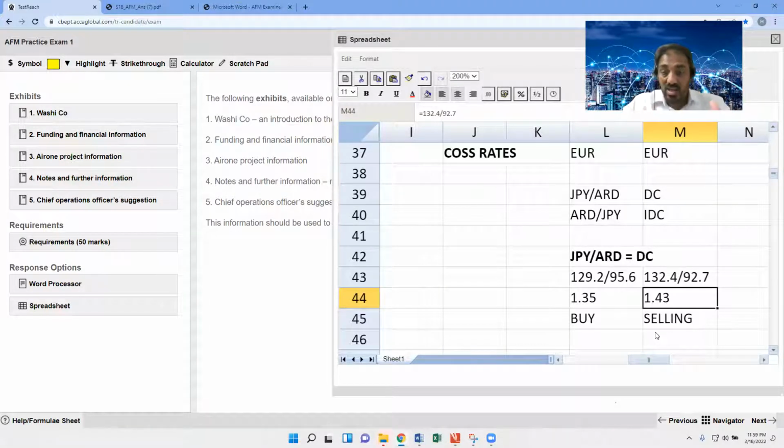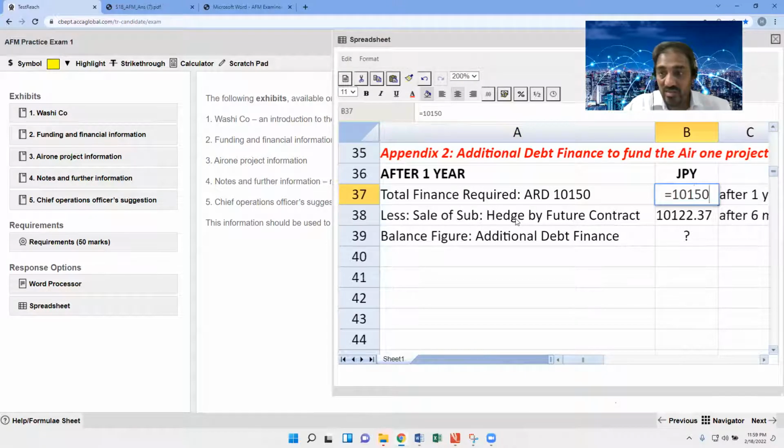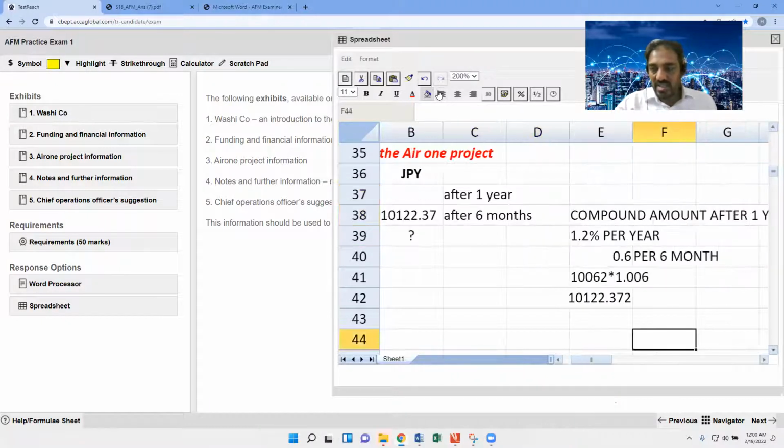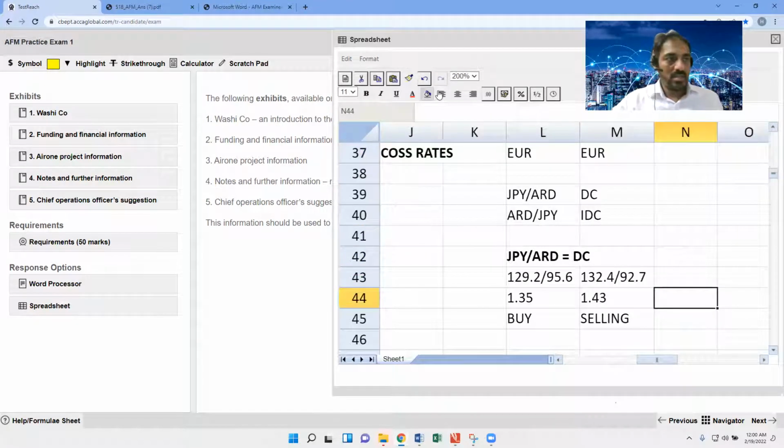We are not here for hedging. We actually need to invest in the foreign currency by buying 10,150. So it is equal to 10,150 multiplied by 1.43. But the issue is there. Listen carefully. This is the spot rate. Please be with me.